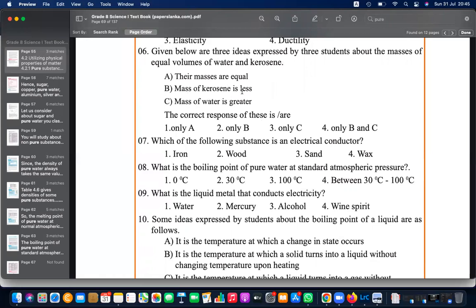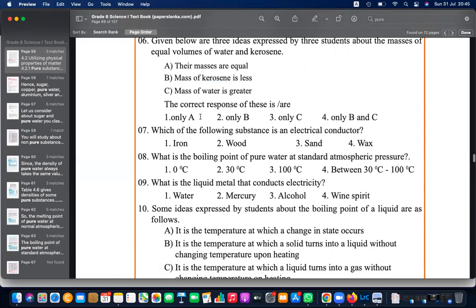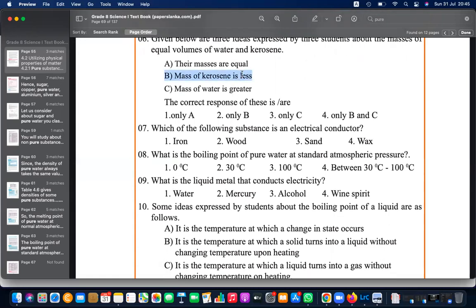So how can you tell that? When you put kerosene and water together, what will happen? Which will float? Kerosene will float. Mass of kerosene is less is correct. Mass of water is greater is also correct, right? So B and C both are correct. Okay.